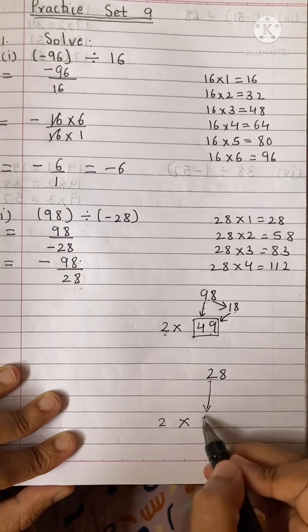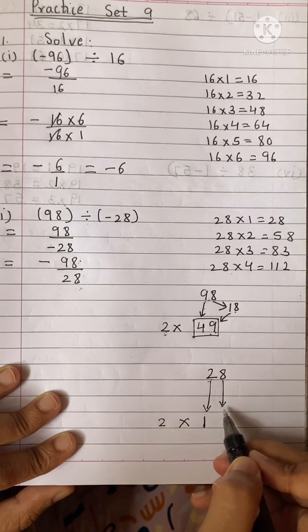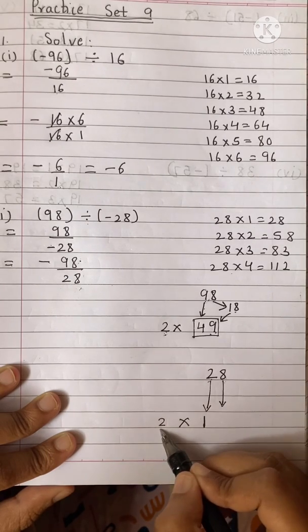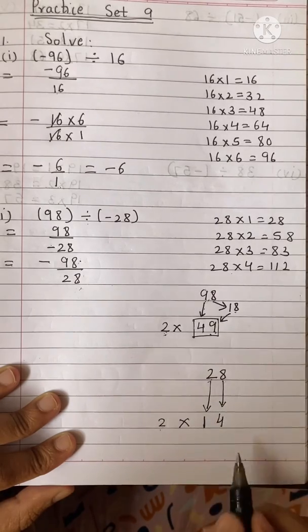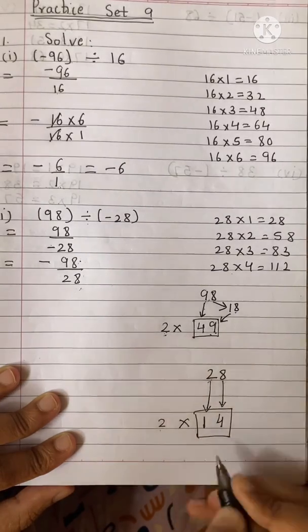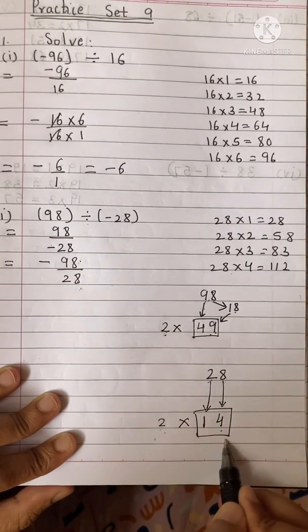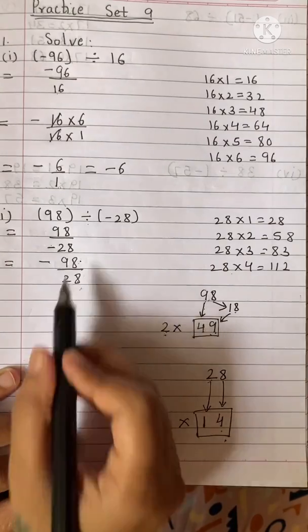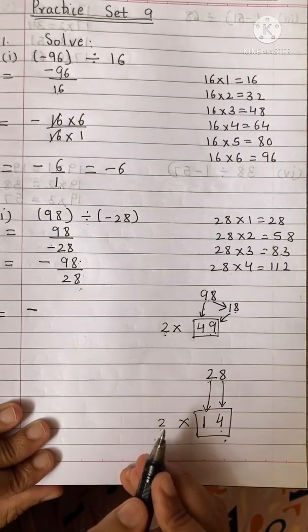Write down 2 1s are 2, and afterwards take the next number. 8 also comes in 2's table. 2 4s are 8. So the answer is 14. 2 14s are 28. So write down this simplification over here. First write down the minus sign. Don't forget to write down the minus sign.